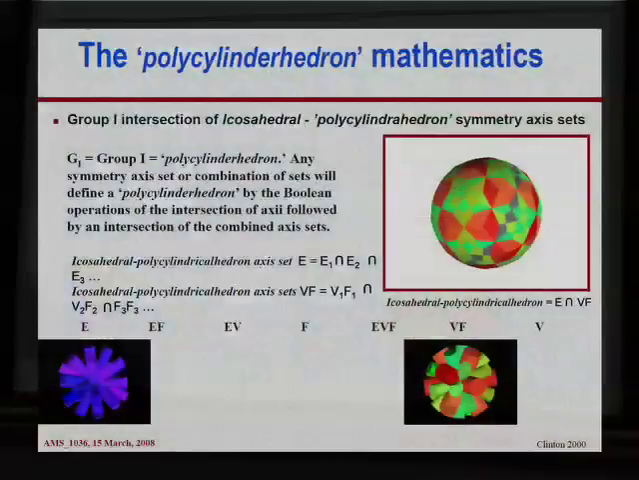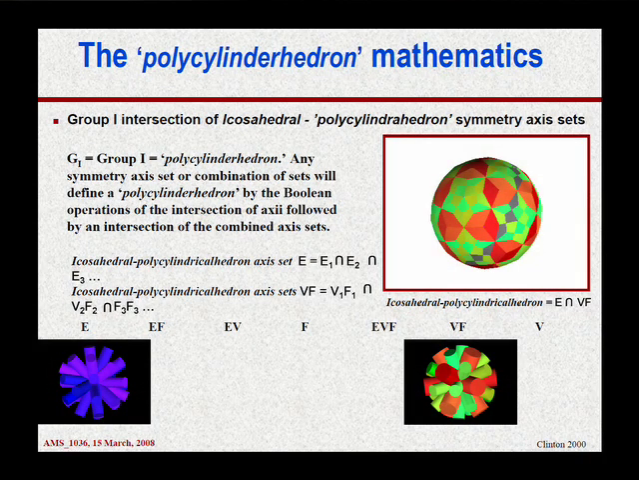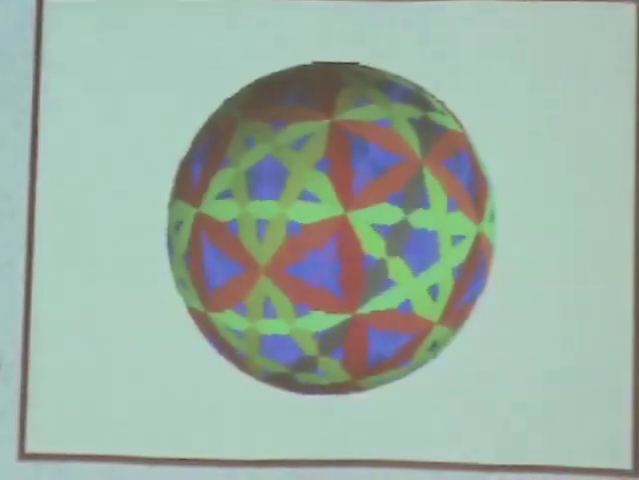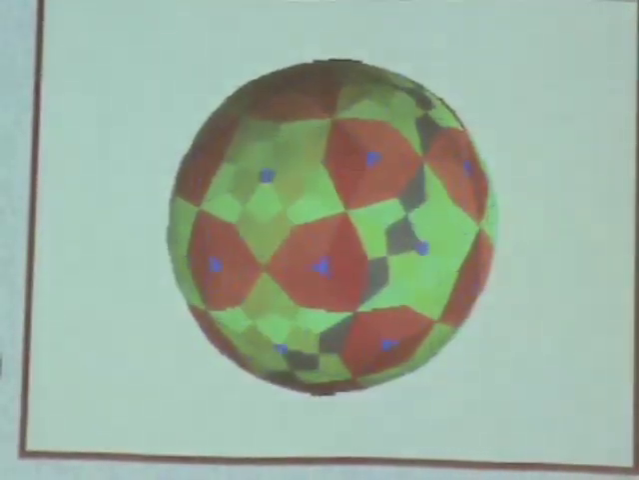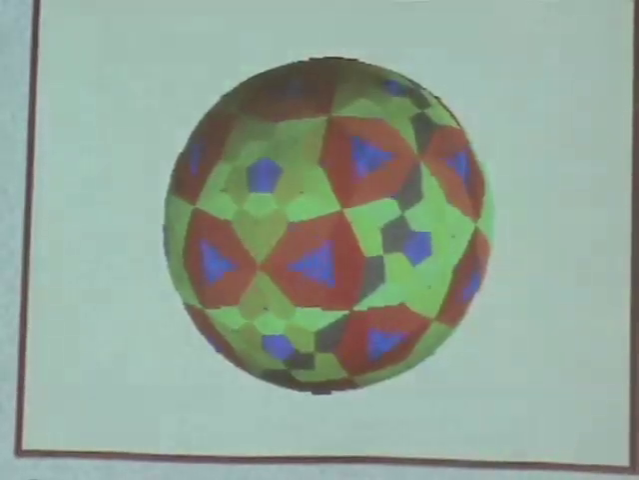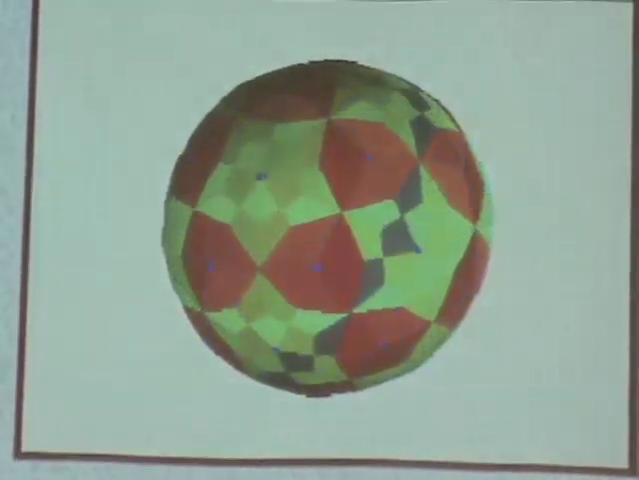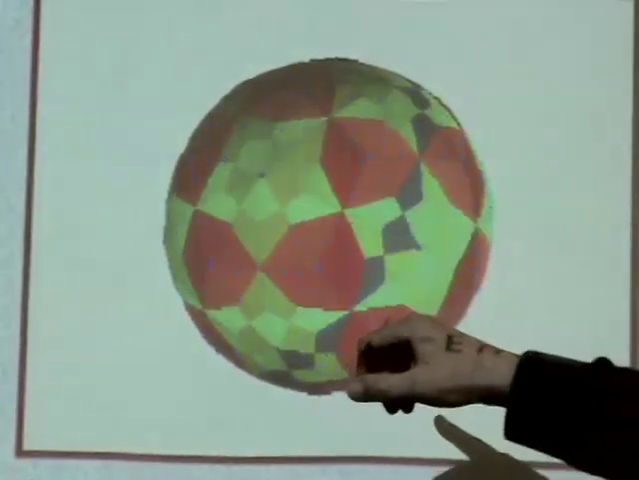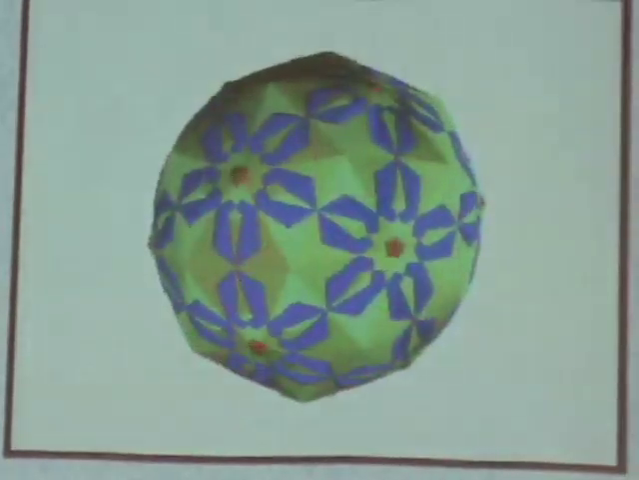basically we have any symmetry axis set or combination sets will define a polysolidohedron by Boolean operations of the intersections of the axes, followed by the intersection of a combined set of axes. So down here you'll see the 2 sets of axes, or combined set. You have this set is one axis, you have this set, and basically if we do an intersection of these 2, we get a figure like this. So that gives us a unique polyhedron in the process. And whatever groups of sets that you want to do that with, you can.